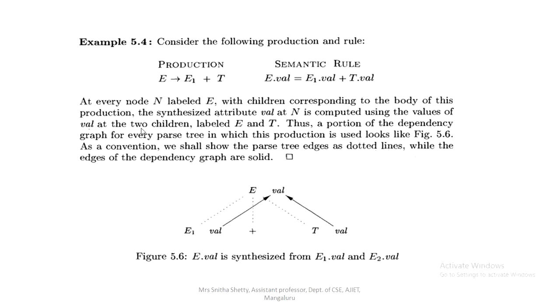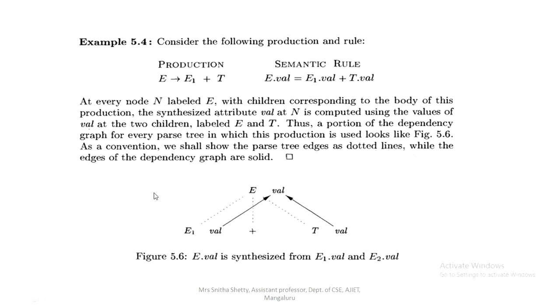So here at every node N labeled E with the children corresponding to the body of this production, the synthesized attribute value at N is computed using the value of the two children labeled E and T. So here E is the root node and it is computed using the children E1 and T. The portion of the dependency graph for every parse tree in which this production is used is like in the figure. As a convention, we shall show the parse tree edges as dotted lines while the edges of the dependency graph are solid.